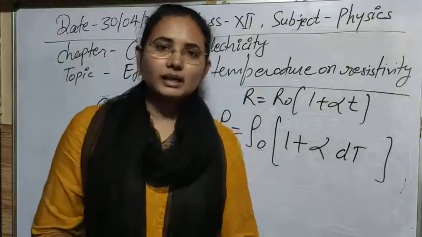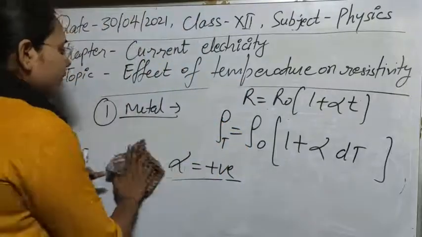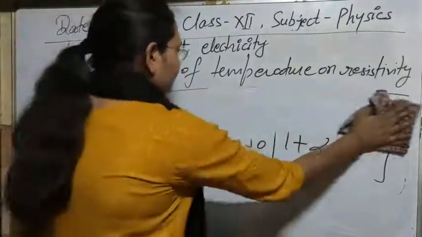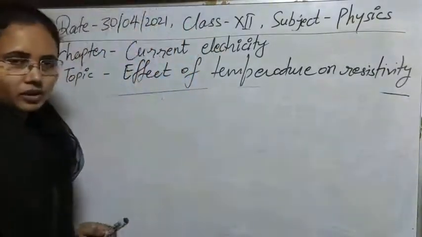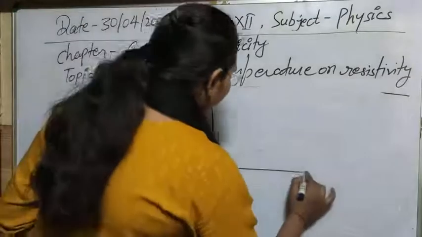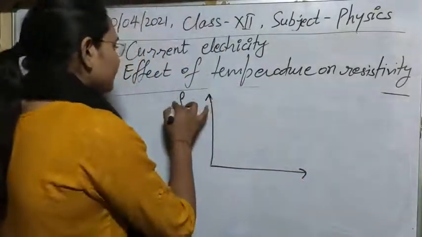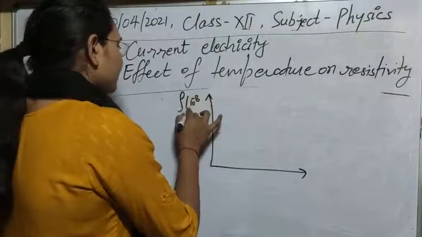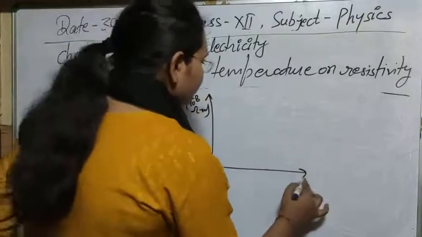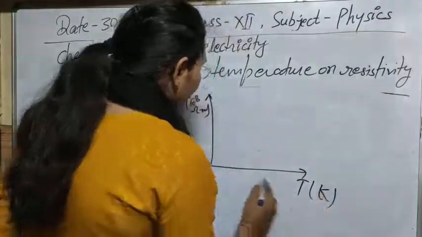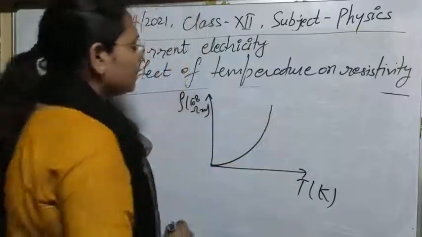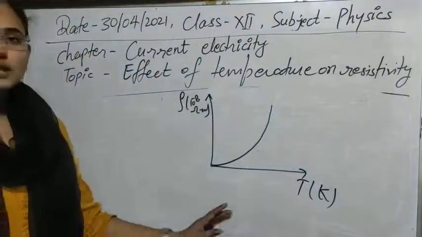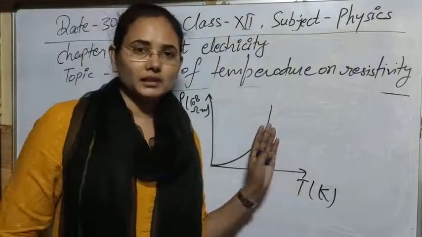Suppose we have copper or other metals, then resistivity is always increasing with temperature. If you have to plot the graph, this axis is in the order of 10 to the power minus 8 ohm meter, and this is our temperature in Kelvin, then its graph is obtained in such a way. So this is the graph between resistivity and temperature for a metallic conductor.